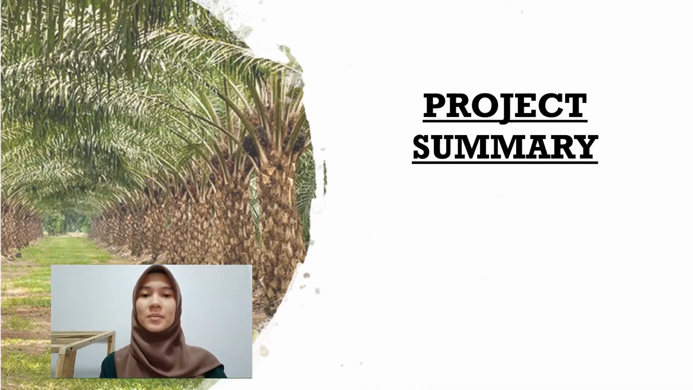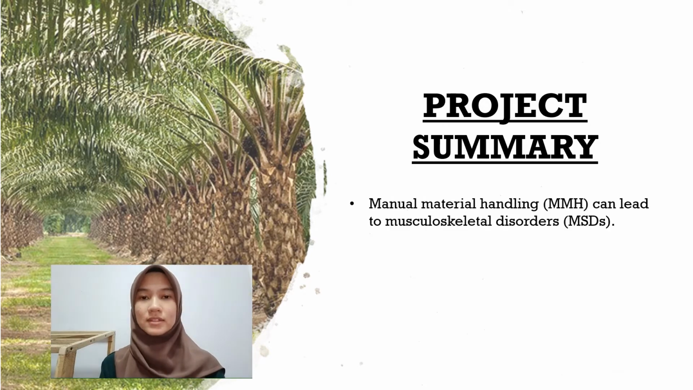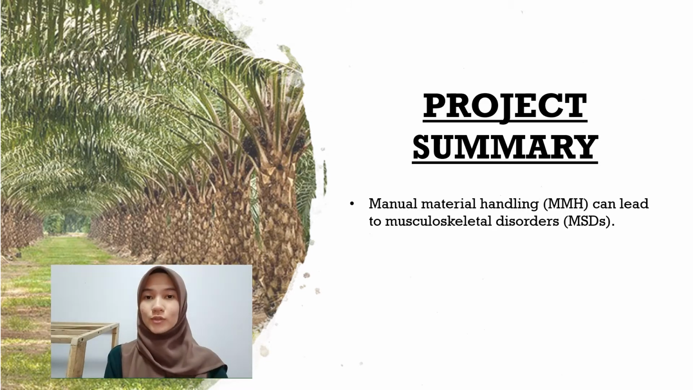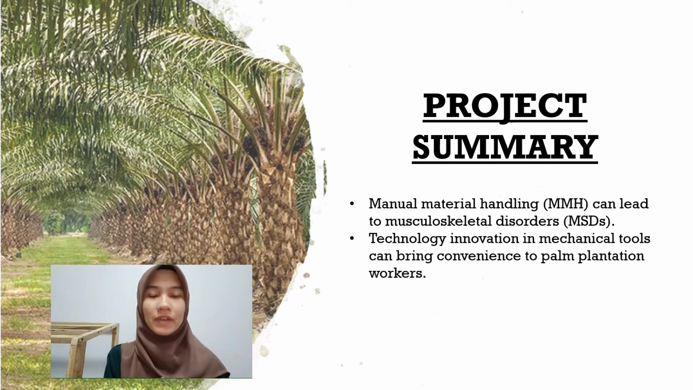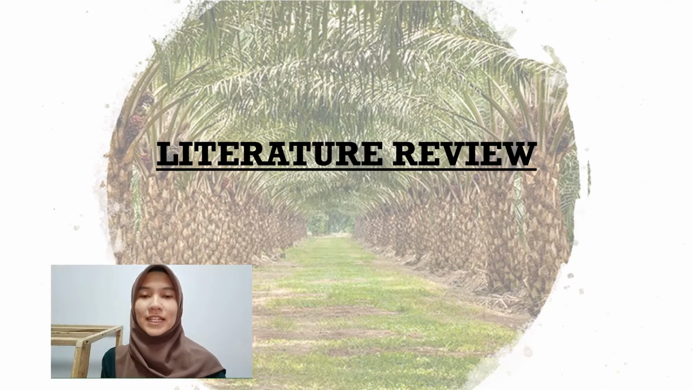Basically, the project summary is exposing the manual material handling effects to ergonomic-related problems, such as musculoskeletal disorders. Also, it will highlight the technology that was and will be invented for producing convenient mechanical tools that can help palm plantation workers. Now, we will be looking at the literature review, which is a comprehensive summary from previous research regarding palm plantations.